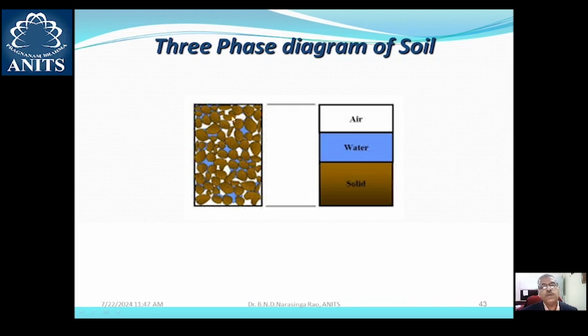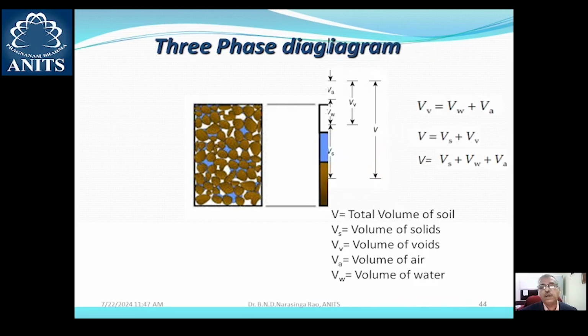So when you actually calculate the volume and put the solid particles together, you have this three-phase diagram in the form of mass of solid, mass of water and mass of air. This forms the three-phase diagram, which is very, very important and fundamental in understanding the physical properties of soil.